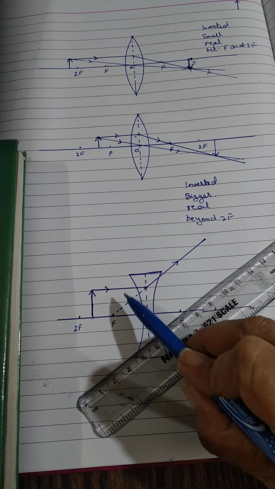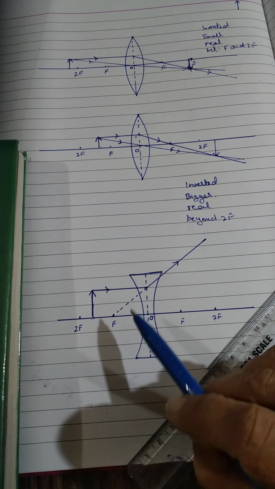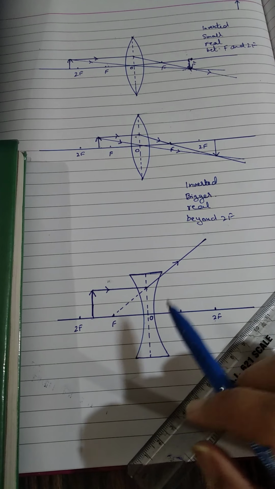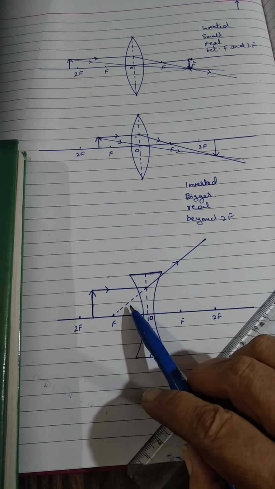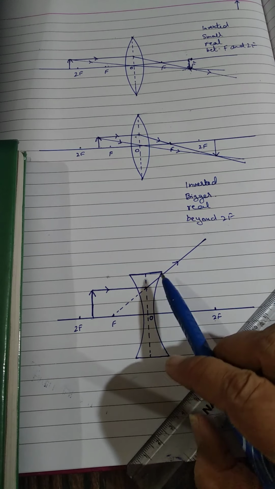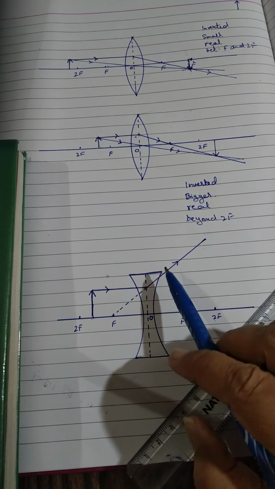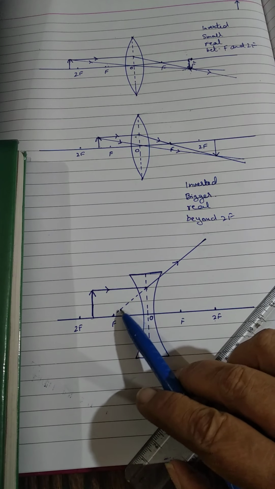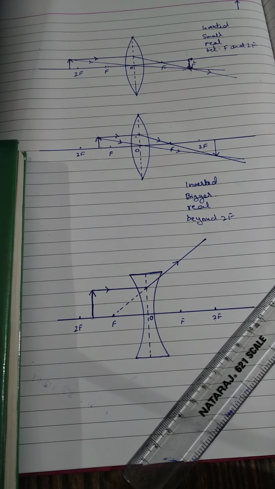A dotted line in a ray diagram shows that this is not the actual path the ray has taken, but this is the path which has been located after the refracted ray has been produced backwards. Fine.